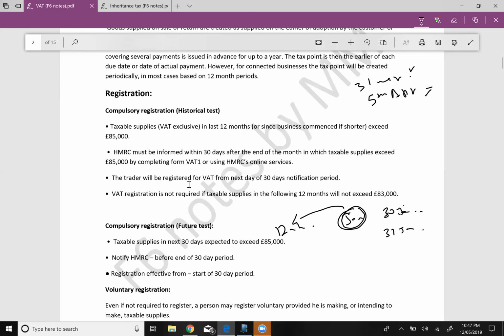Let's say today is the 1st of January, assuming. I think that in the next 30 days my turnover will exceed 85,000 pounds. So again, your registration will become compulsory on the basis of the future test. It says notify HMRC before the end of the 30-day period. So you have to inform them before the end of the 30-day period, and registration will be effective from the start of the 30-day period.